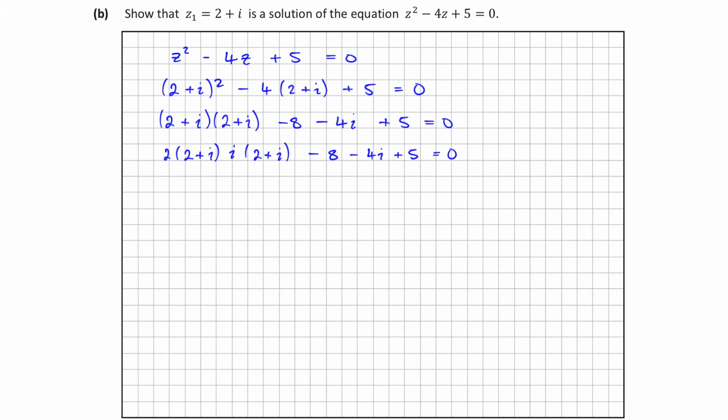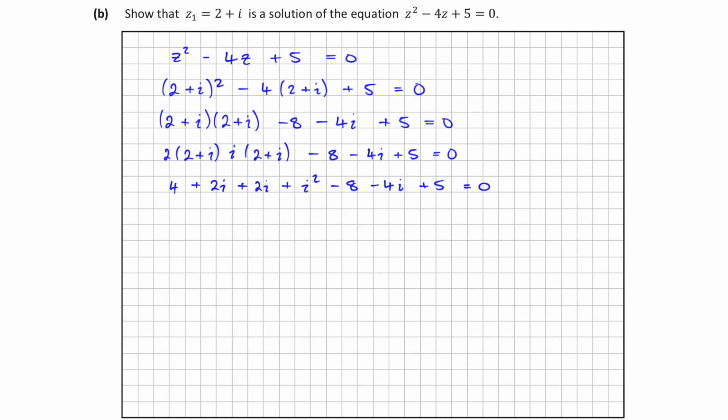So I'm now going to expand this. So 2 times 2 is 4. 2 times i is plus 2i. Again, I've got i times 2, which is plus 2i. And now I've got i times i, which is plus i squared. And I've got my minus 8, minus 4i, and the plus 5. And all of that, obviously, is equal to 0.